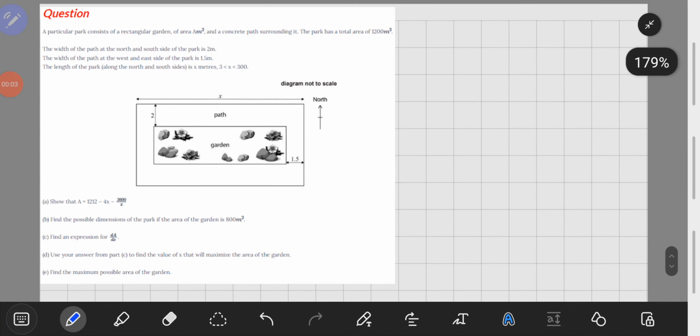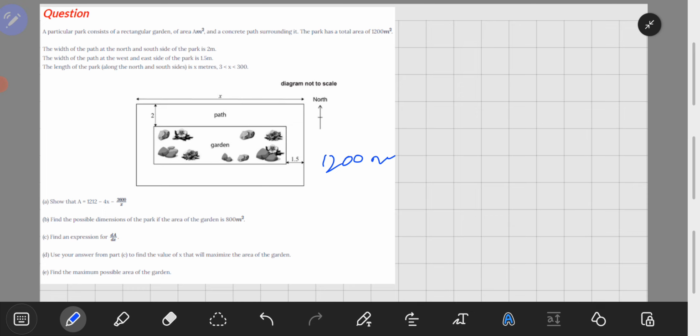Today we're doing question 3, where we're given a particular park that has a rectangular garden in it, of area that's not given, and a concrete path surrounding it. The park has a total area of 1,200 meters. It is said that the width at the north and south side is 2 meters. All of that's written in the diagram, minus the 1,200 meters being the area.